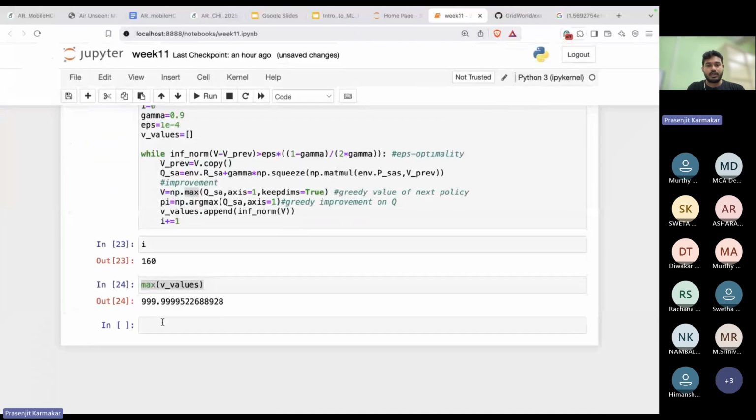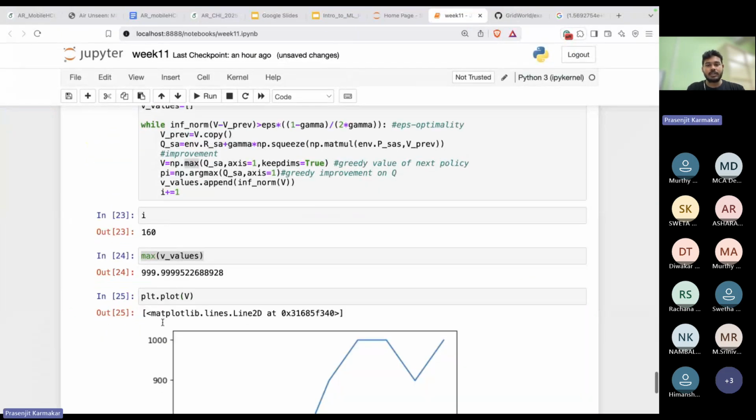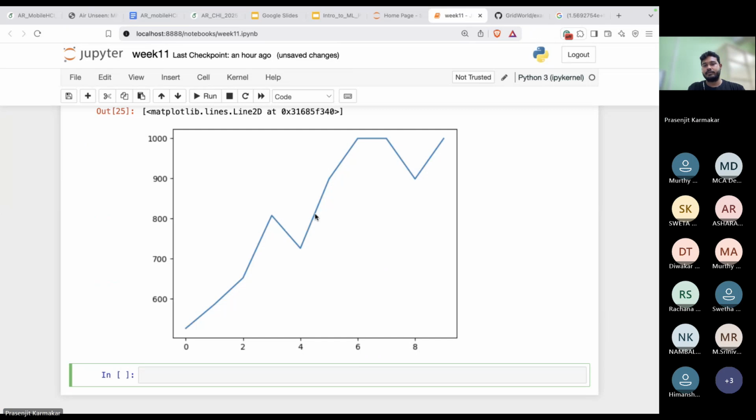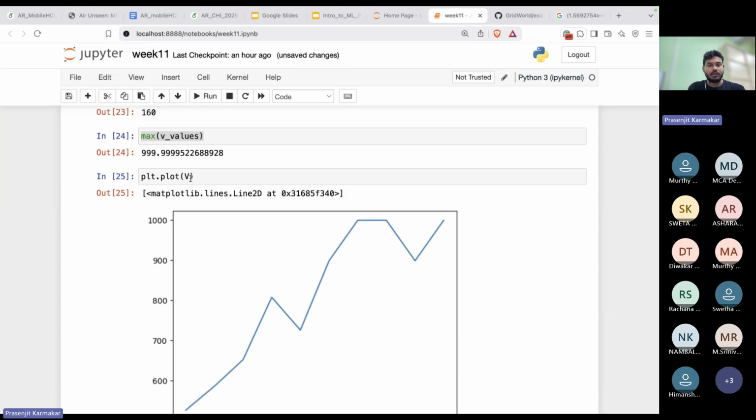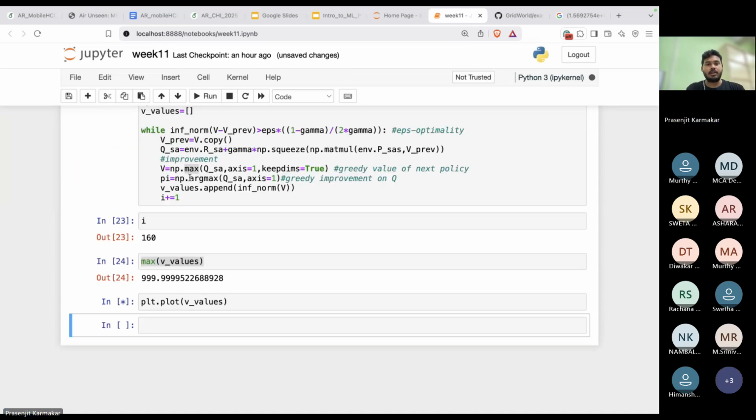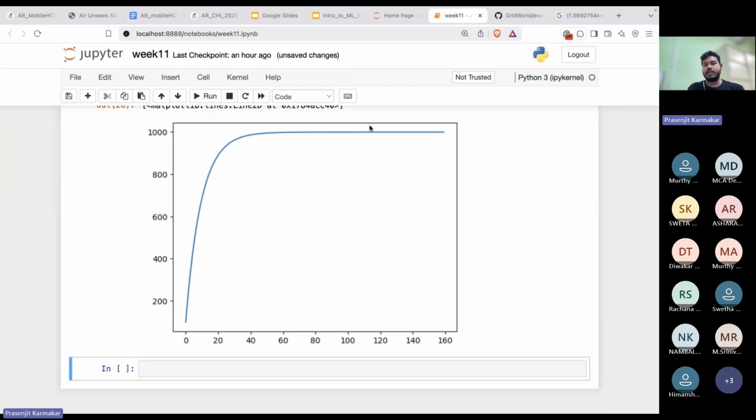Wait, I can plot the value function. It looks like this. So it's kind of a probabilistically monotonically improving function. Oh, sorry, not V. V values, right? See, this is how it gets converged.